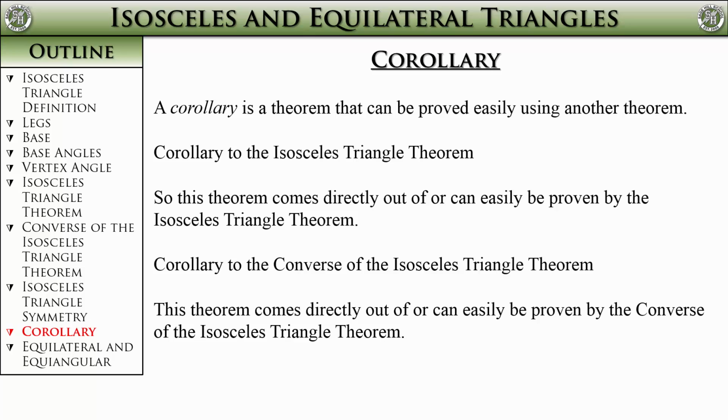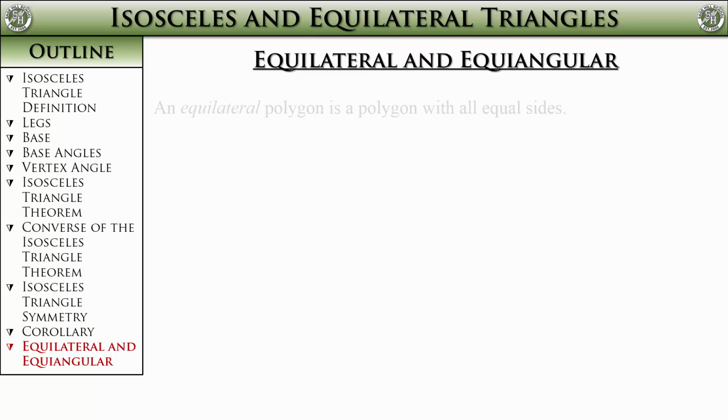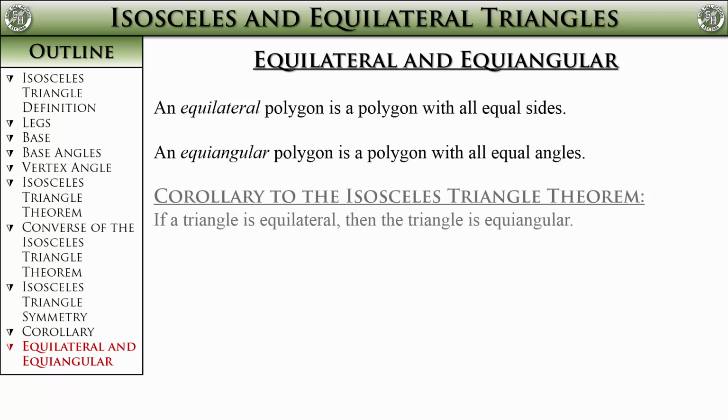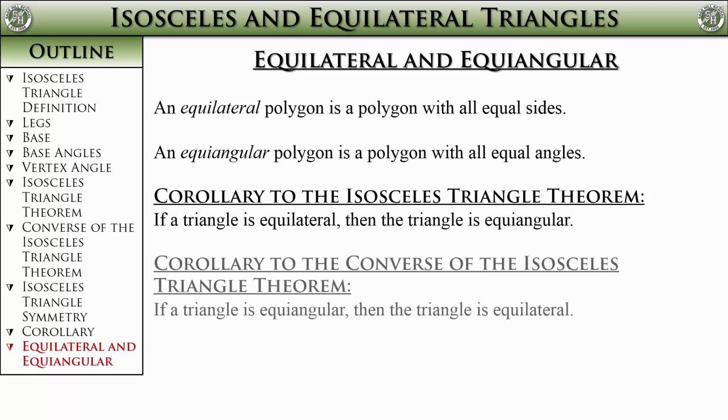Now let's see what these corollaries actually say. First, some vocabulary you probably already know. An equilateral polygon is a polygon with all equal sides. An equiangular polygon is a polygon with all equal angles. The two corollaries use those terms. The first corollary says that all equilateral triangles are also equiangular. The second corollary says that all equiangular triangles are also equilateral.